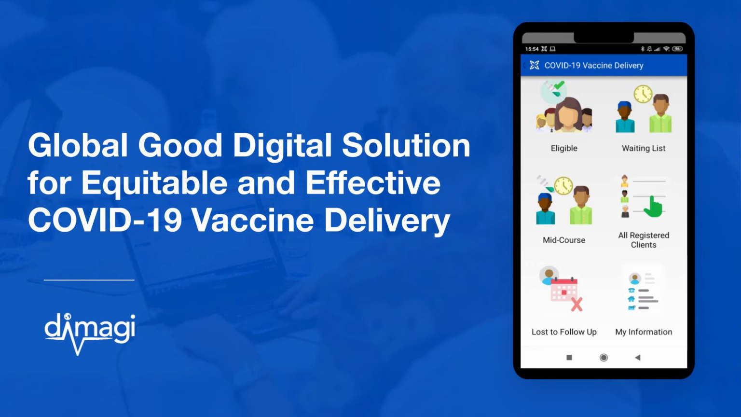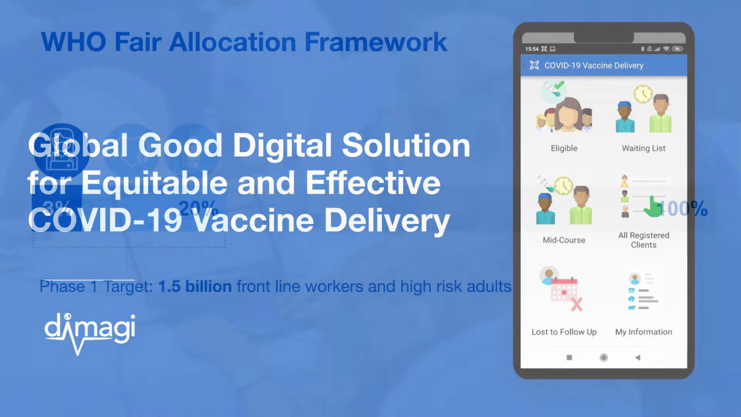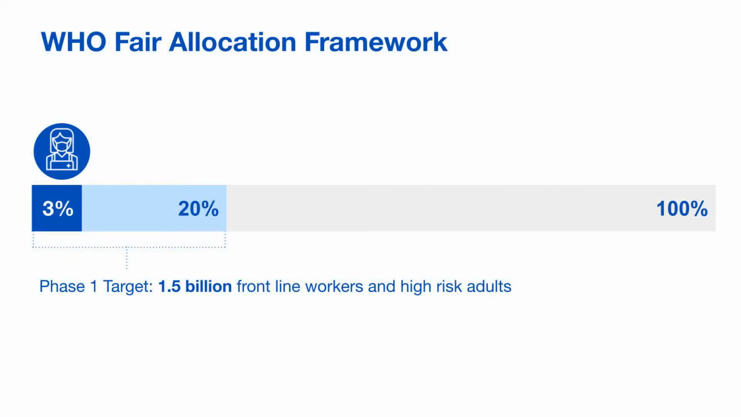In a matter of months, the global health community will embark on one of the world's most ambitious vaccination campaigns as we seek to turn the tide on COVID-19. Guided by the World Health Organization's Fair Allocation Framework, vaccines will be distributed to the most vulnerable populations first.